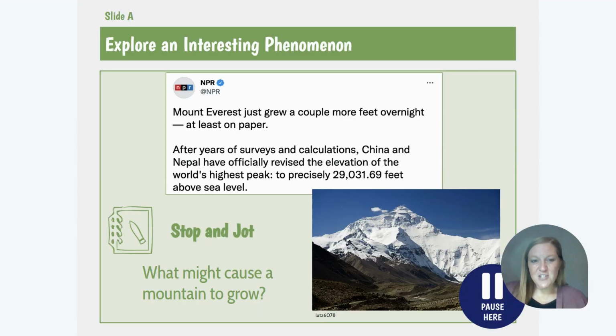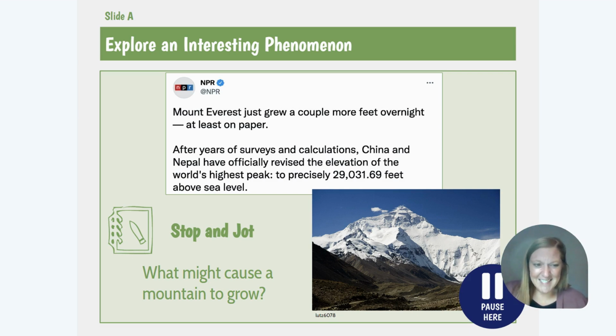Okay, so check this out. On this slide, I've shown you a tweet that I found from NPR that says that Mount Everest grew a couple of feet overnight. Have you ever heard of Mount Everest? What do you know about it? My husband likes to watch documentaries, and he was watching a documentary about Mount Everest recently, and it talked about something that this tweet also said, which is that Mount Everest is the world's highest mountain peak. So Mount Everest was already really, really tall, but now it's even taller.